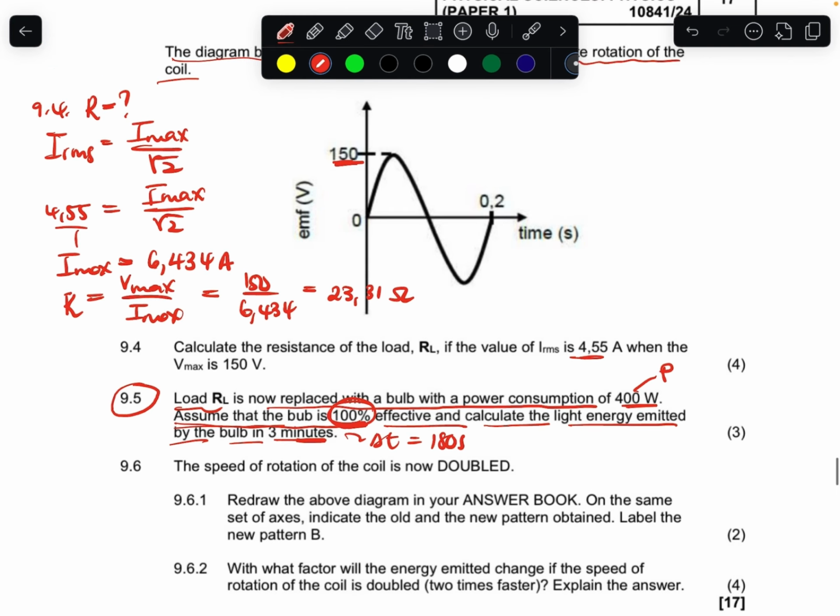So I'm gonna write the answer here. It's 9.5. So what are we looking for? We're looking for the energy. We're going to use the formula that says power is equal to W over change in T. So this is what we're looking for. We have time, we have power. So we substitute the power, it's 400, and the energy is the one that we're looking for, and the time is 180, and the energy is going to be 72,000 joules. That's the energy emitted by the light bulb.